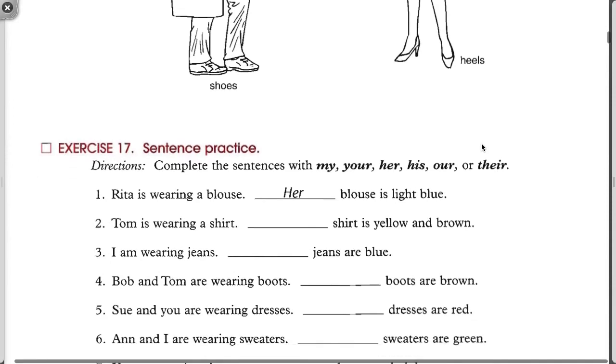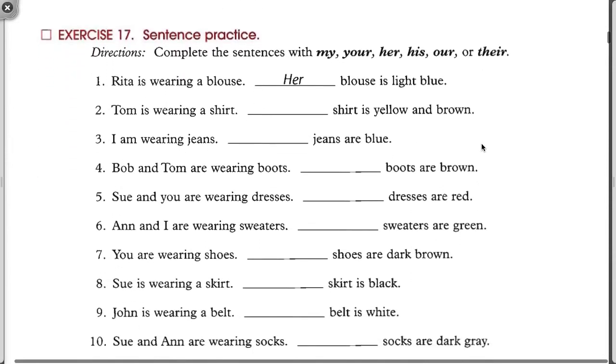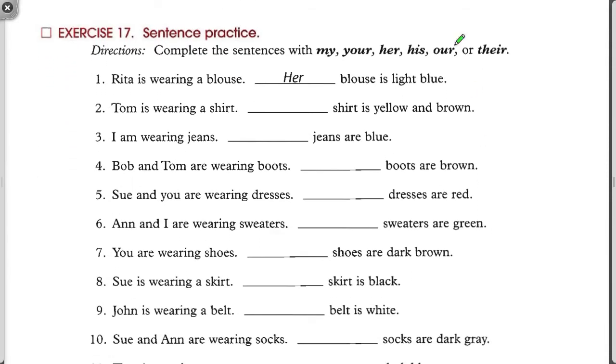To sentence practice, exercise 17. Complete the sentences with the possessive form my, your, her, his, our, or their. Number 1, Rita is wearing a blouse. Her blouse is light blue. Number 2, Tom is wearing a shirt. His shirt is yellow and brown.